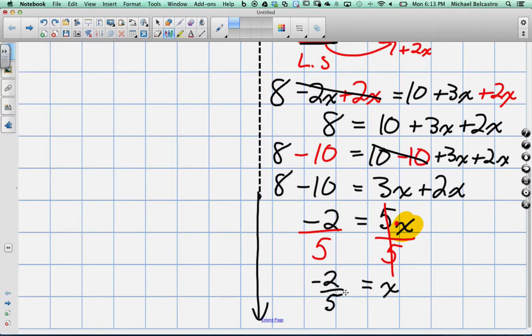And I can write that as a decimal if I want. Do you know what it would be? Negative 0.4. Yeah, negative 0.4. Do you got it? Good. So we've done it that way.